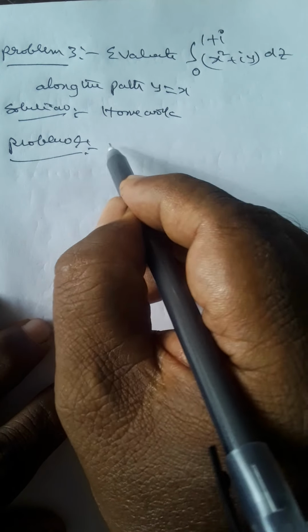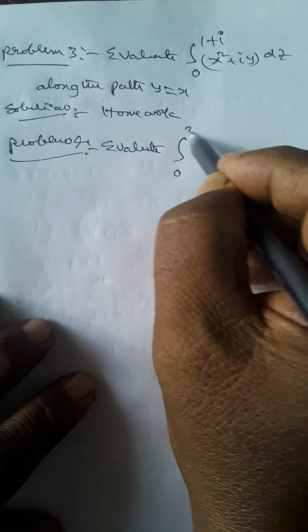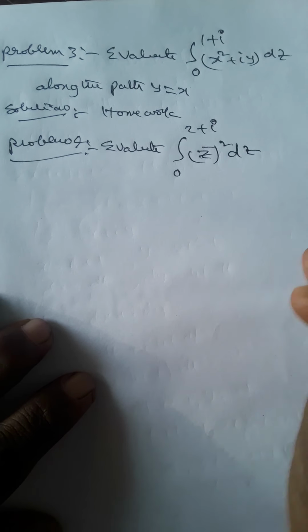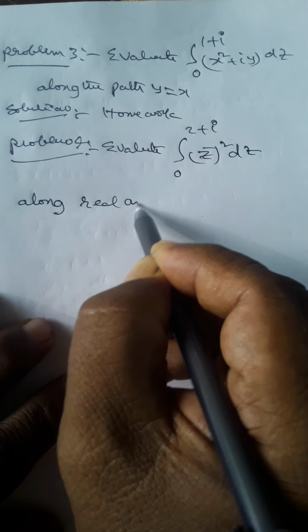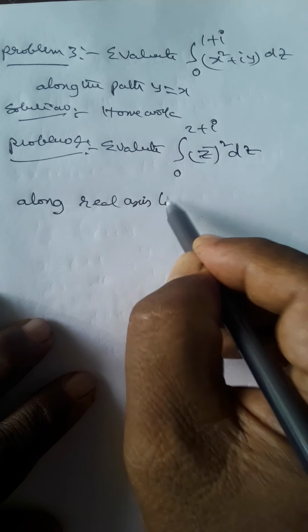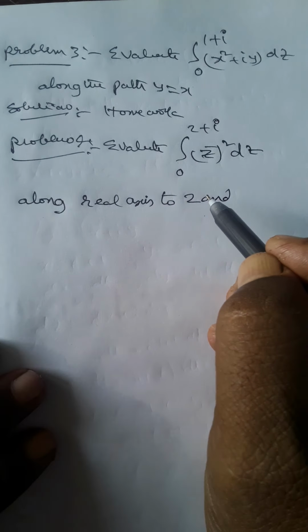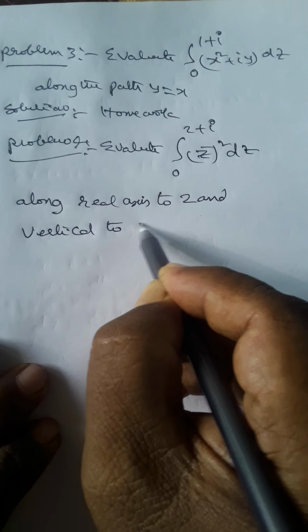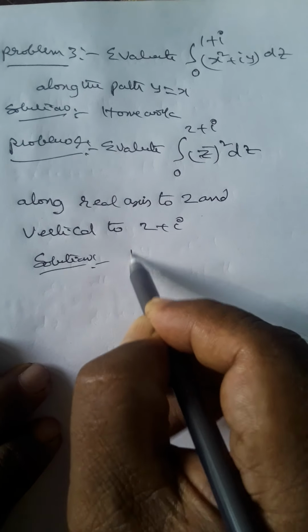Problem 4. Evaluate the integral from 0 to 2 plus i of (z bar)² dz along the real axis to 2 and then vertical to 2 plus i. Solution: do it as homework.